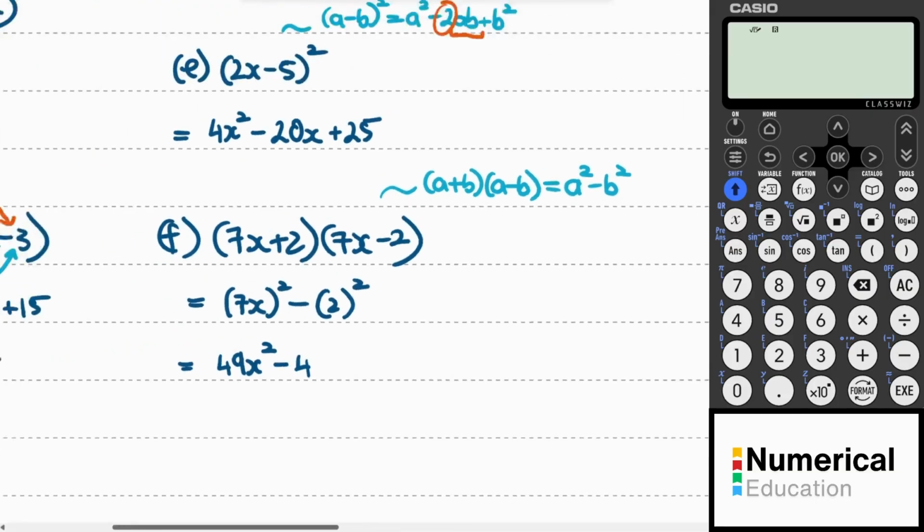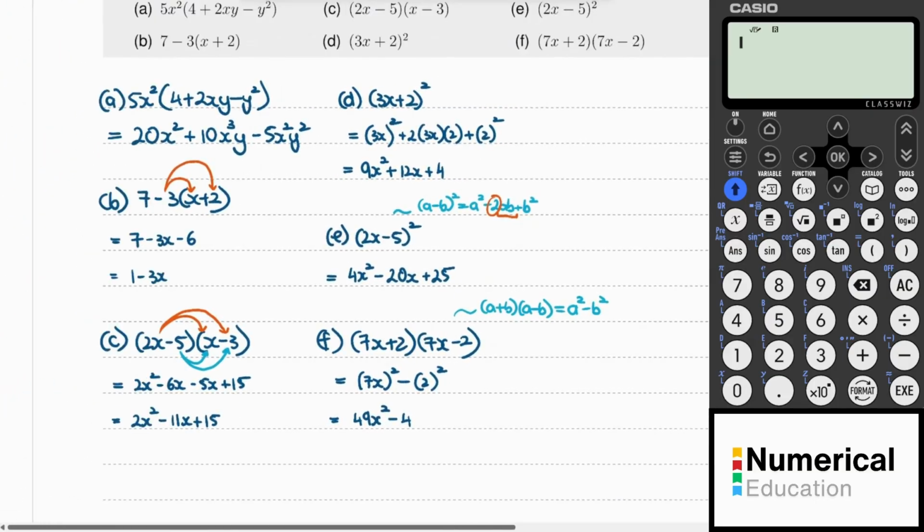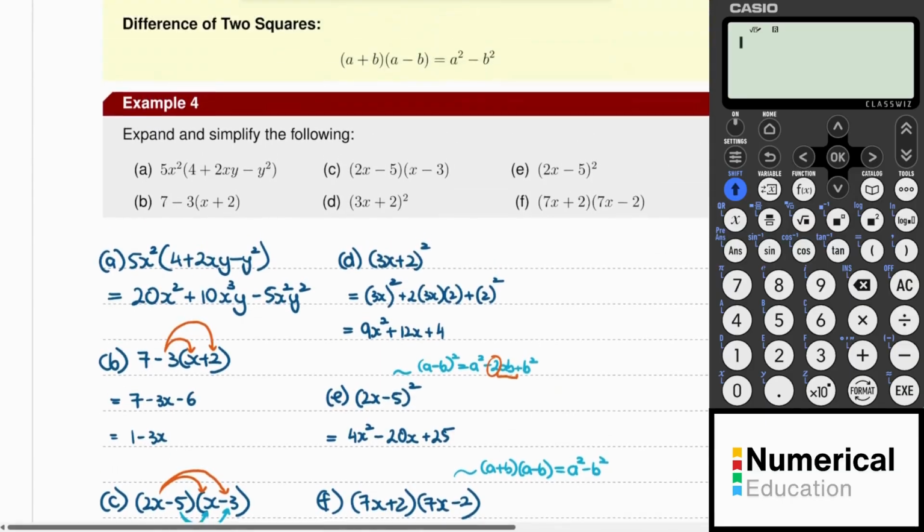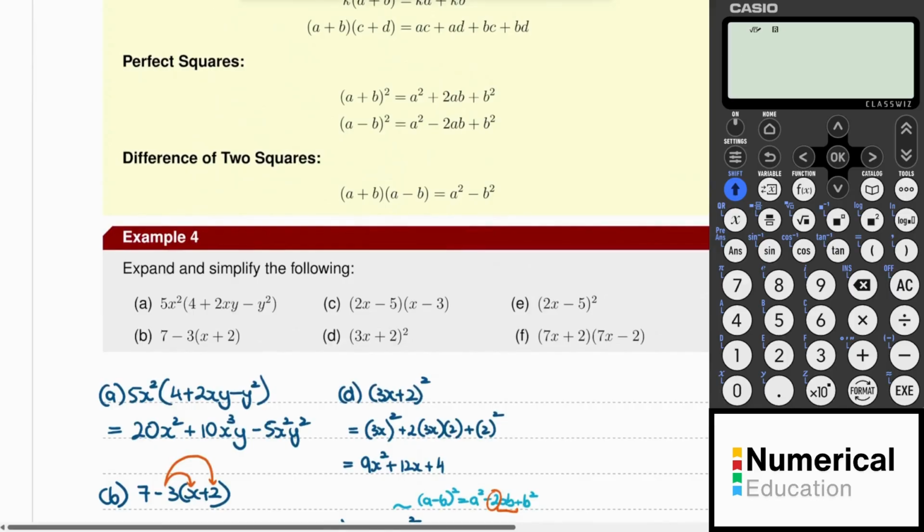So what we've done in here is we've basically revisited how to go about expanding various expressions. The key part for you guys is make sure you use your perfect squares and your difference of two squares when it's in that form for you to get the answer in one go. Don't do the long way of getting it and expand everything out.